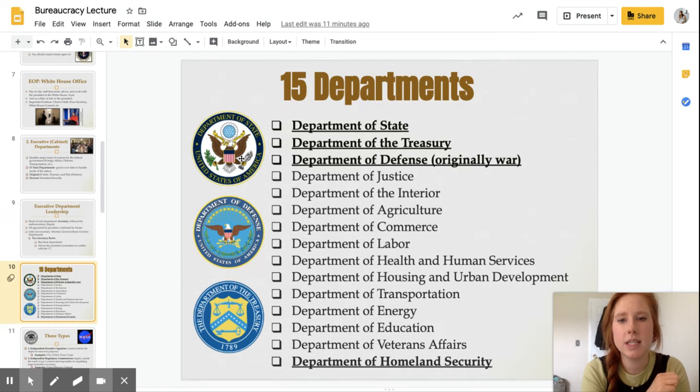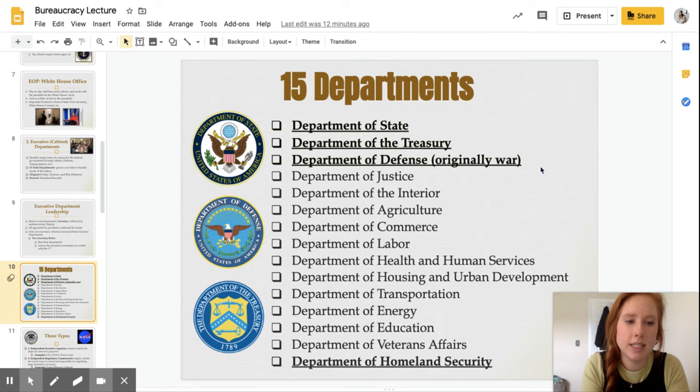So this is the list of the 15. Like I said, these were the first three. And then we go down, Department of Justice, that one's pretty obvious. Department of the Interior, that's going to deal with a lot of like our national parks and upkeeping of the interior of our nation. The Department of Agriculture, obvious. Commerce, that would be like trade and money, taxes, tariffs, things like that. Department of Labor, that's going to be jobs, taxes, regulations.